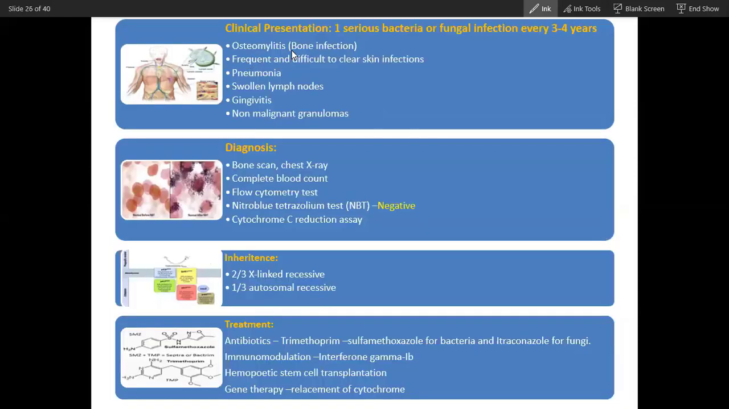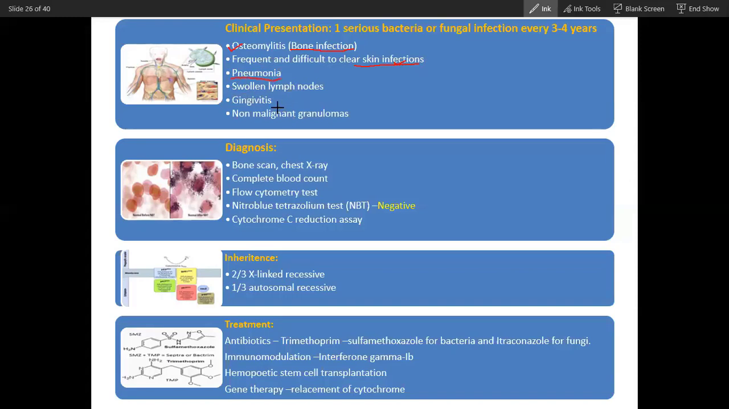Bone infection, osteomyelitis. Bone infection is called osteomyelitis. Frequent and difficult to clear skin infections. There are frequent skin infections, bone infections. Because of this, our skin, lungs, and intestine are exposed to bacteria. That is why infection will happen in the skin, infection will happen in the lungs, pneumonia can happen there.